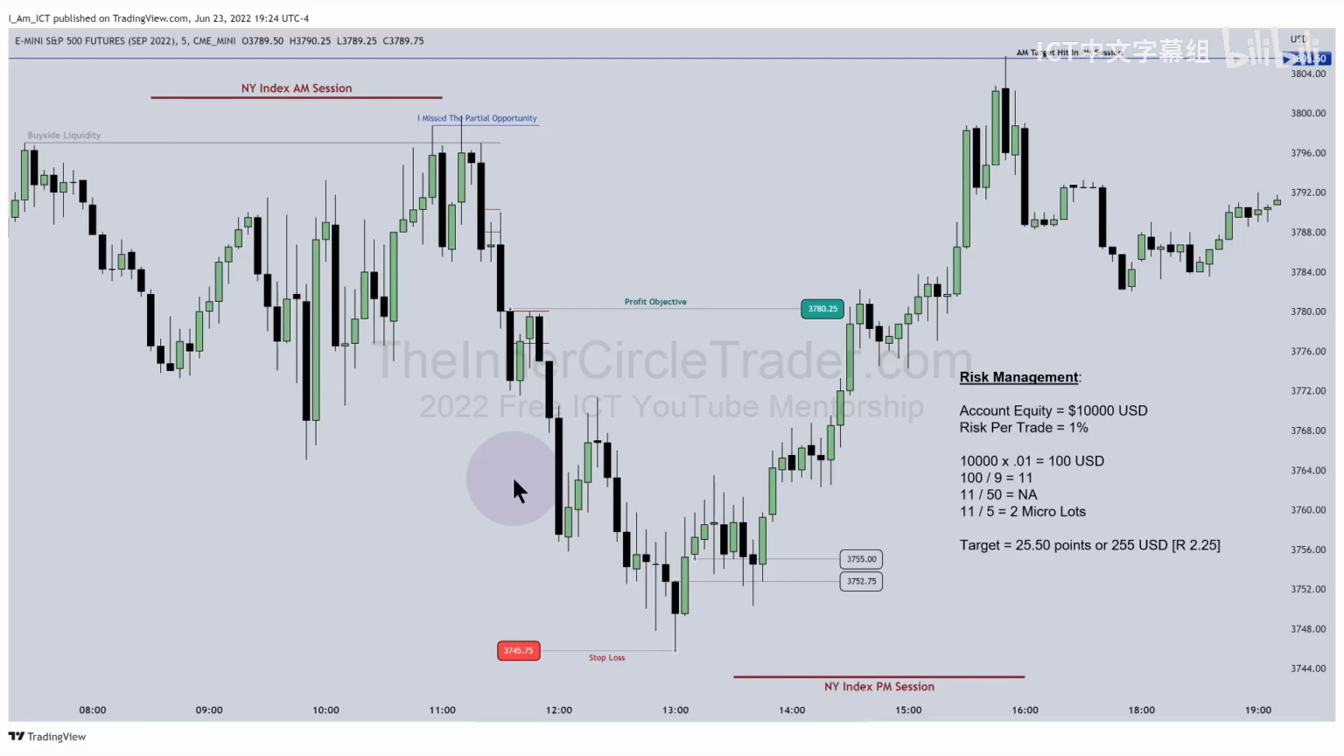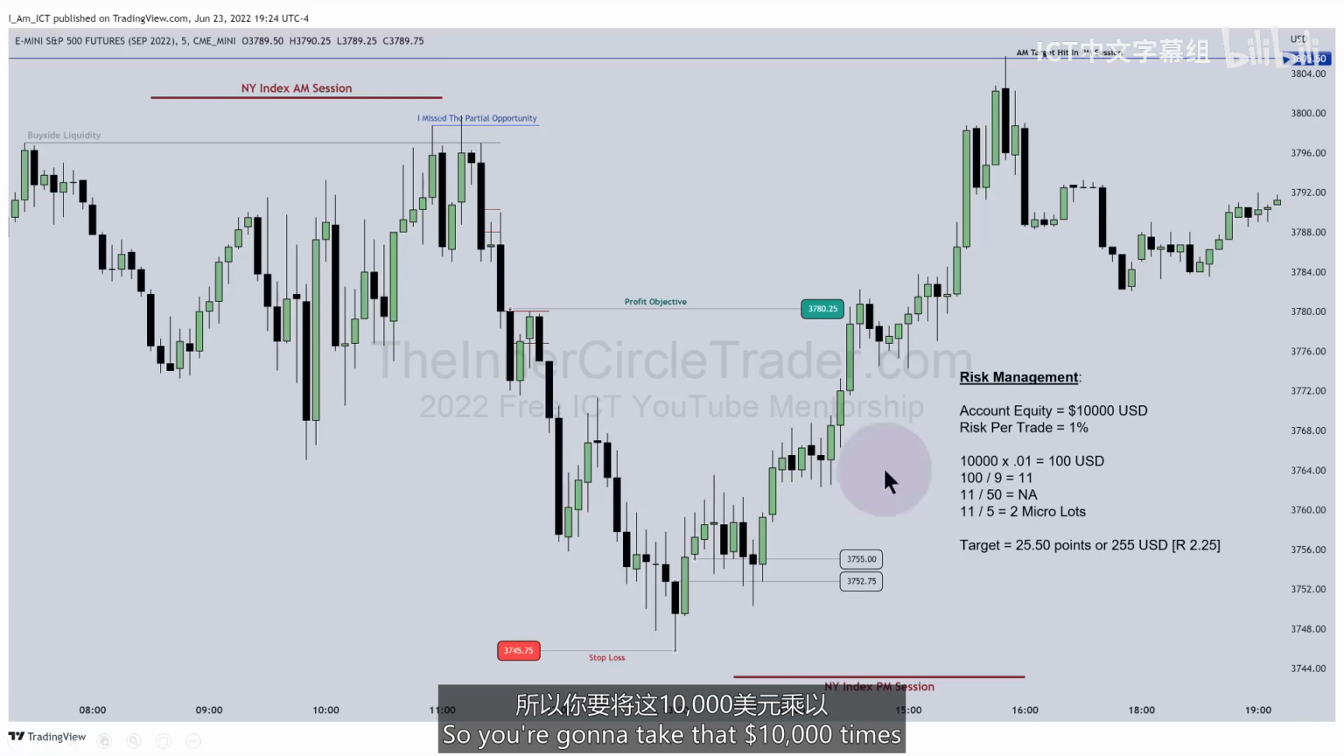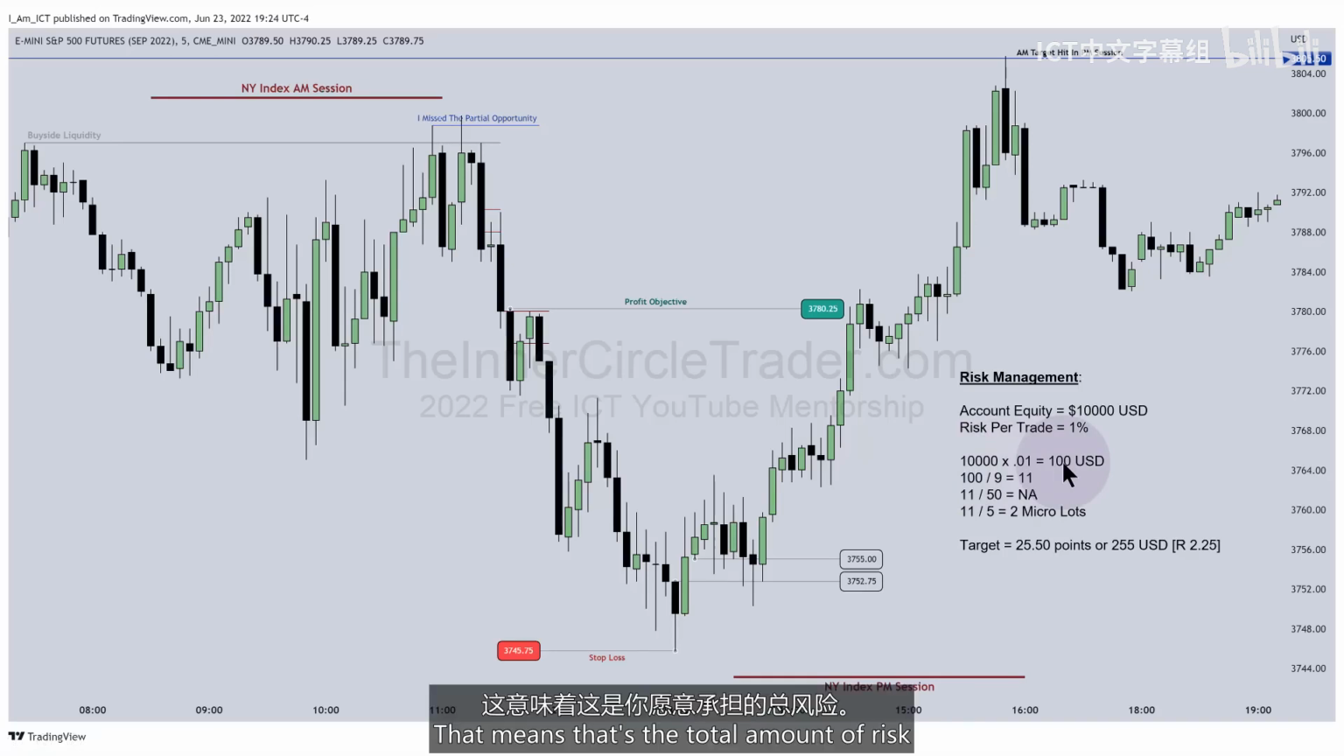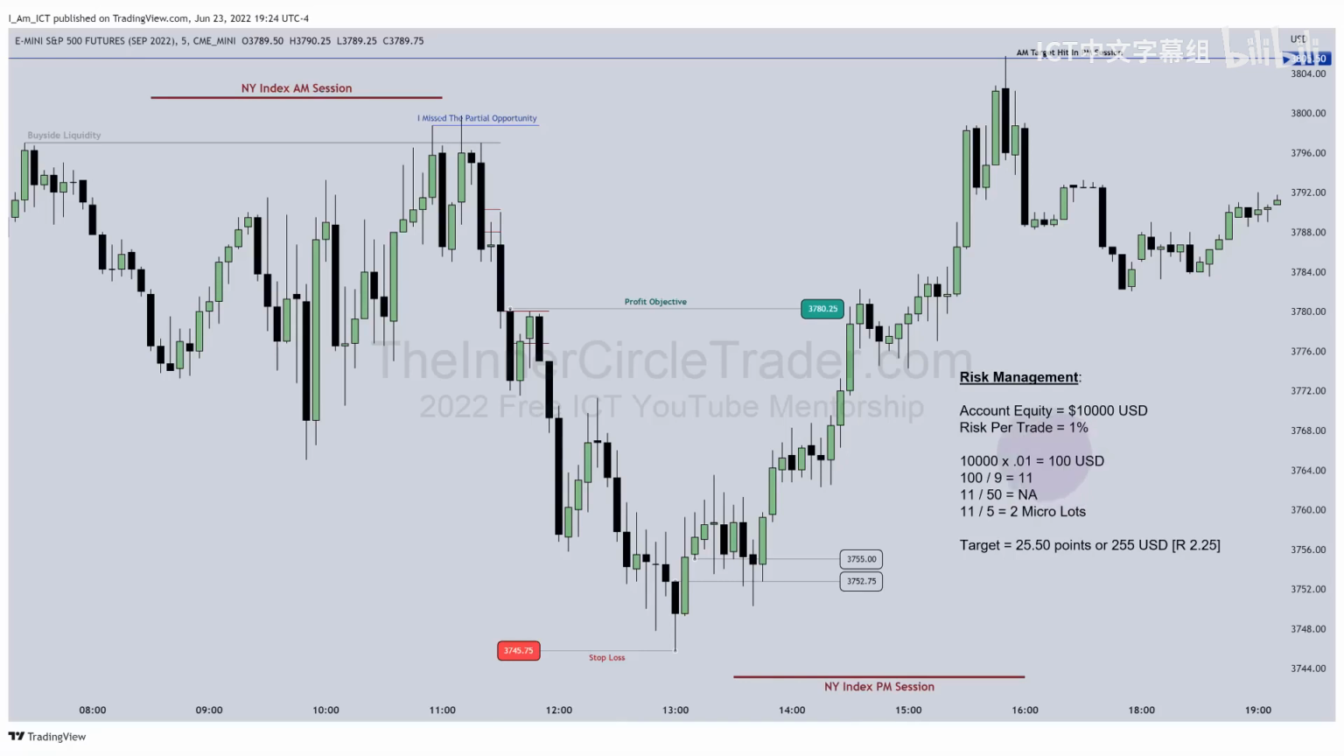$10,000 is your equity. You want to take 1% risk per trade. So you're going to take that $10,000 times 0.01. That's going to give you a figure of 100. That's $100. That's what 1% of $10,000 is. That means that's the total amount of risk that you're willing to assume.